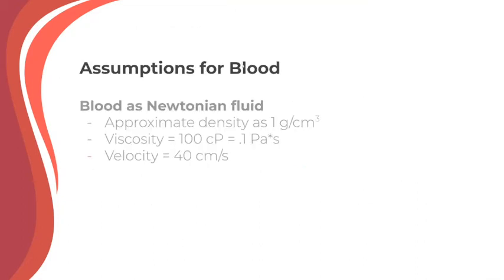Next, we will be talking about the assumptions for our simulation. To begin with, we were treating the blood as a Newtonian fluid. Approximately, the density would be about 1 gram per centimeter cubed, the viscosity would be 0.1 pascal seconds, and finally, the velocity would be 40 centimeters per second.